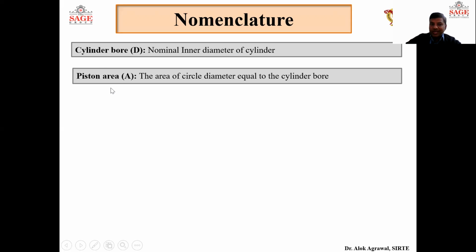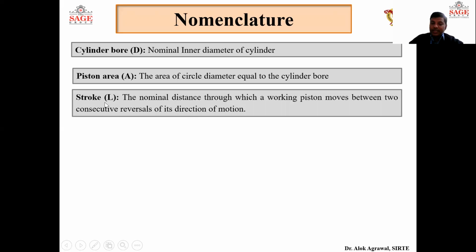Next is piston area. There will be a very little clearance between the cylinder and the piston, so we take the piston diameter the same as the cylinder bore, and when we look at it from the top, we will see a circle. So piston area is nothing but the area of the circle having a diameter equal to the cylinder bore. Next important term is stroke. Stroke means the nominal distance through which the working piston moves.